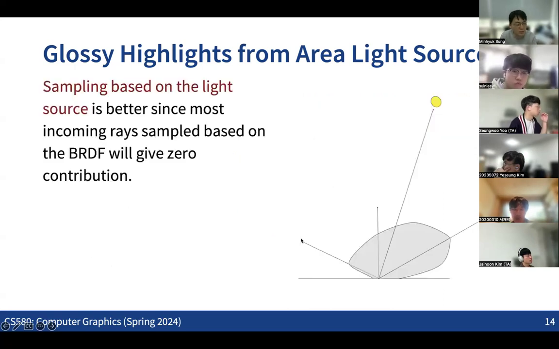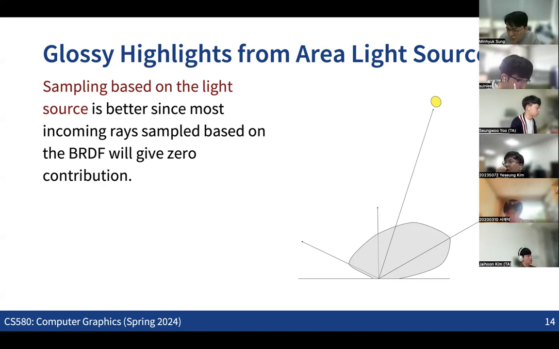While on the right-hand side, we have a very tiny light source, which almost looks like a point light source. This means that when you sample based on the BRDF, most of the rays will not hit the light source, so these rays will not be counted in the final computation. In this case, it's obviously better to sample based on the light source, which is the case where we sample points over the light source.